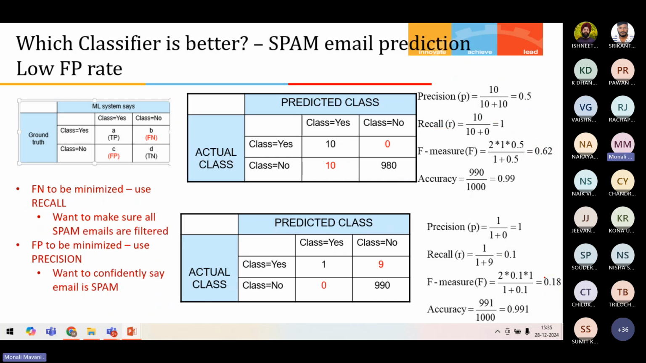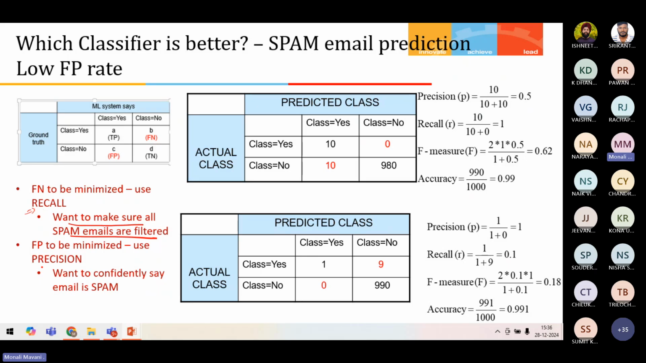Take the same spam email classification problem, with the same numbers. Numbers are not changed. But now my objective is to make sure all spam emails are filtered. Some non-spam emails may be filtered, and I'm okay with that. You may not want it, but I'm okay with some non-spam getting filtered. I don't want to be annoyed by spam emails. So I will use recall.